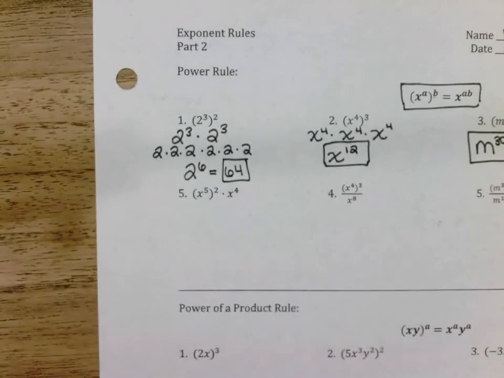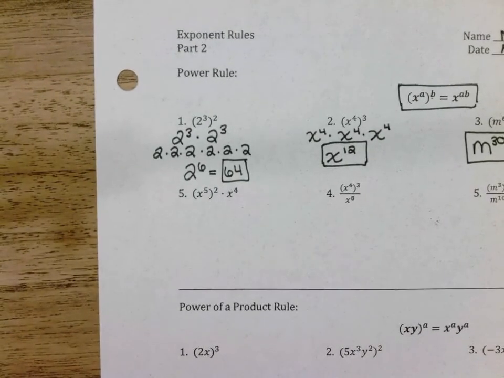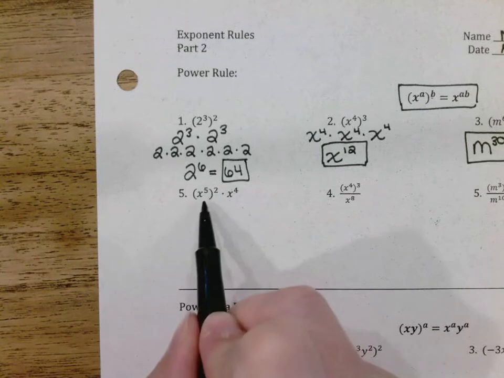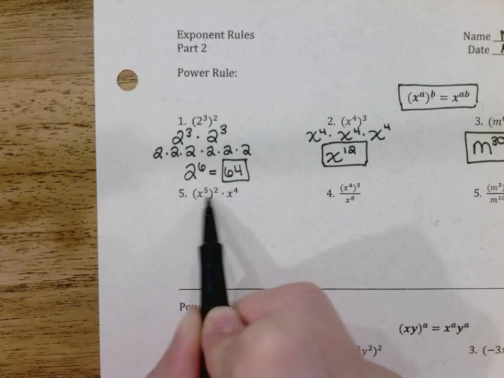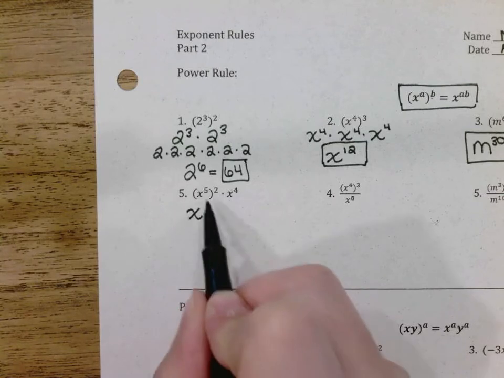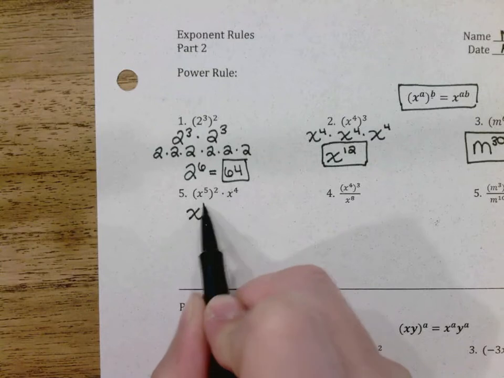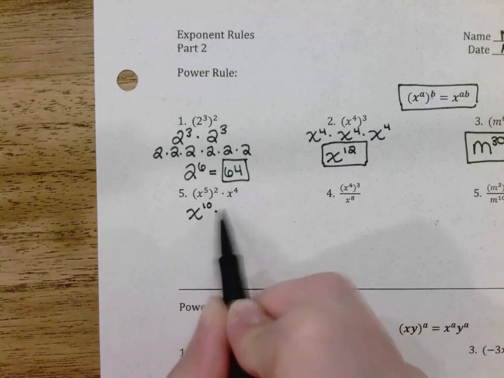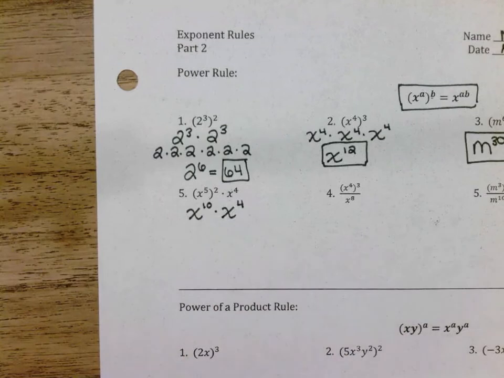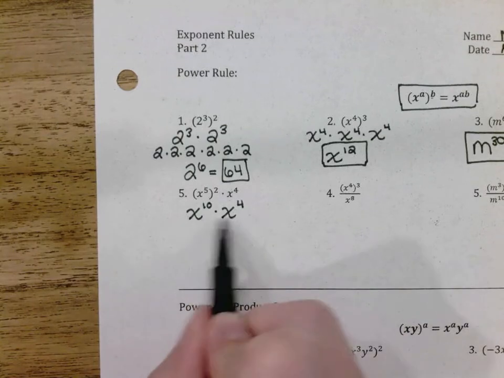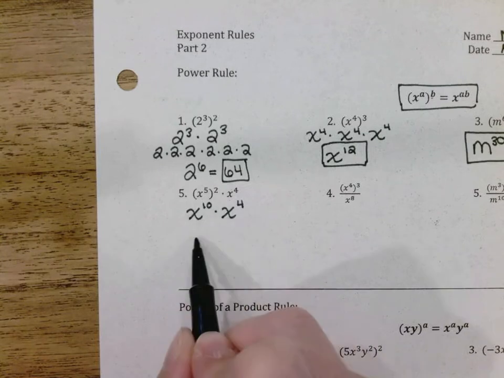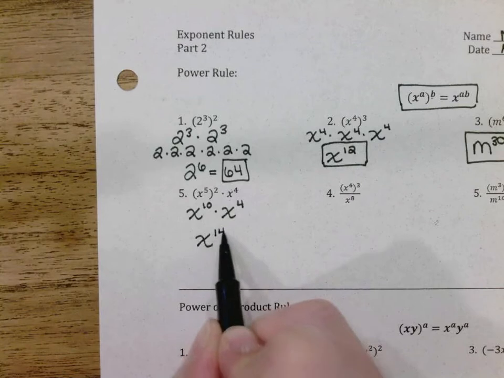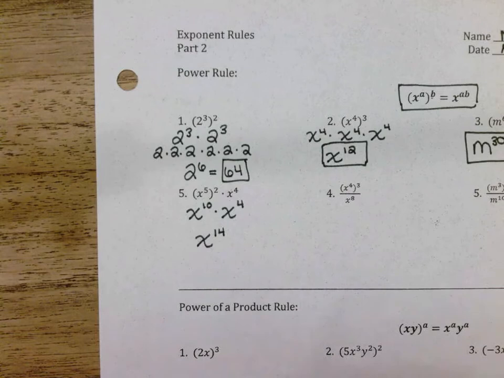Number 5, so for this one, we're going to use the power rule and then the product rule. So for this first piece, you can see we have an exponent raised to another exponent. So I'm going to use the power rule and multiply those. So that's going to be x to the 5 times 2, which is 10. I'll go ahead and bring down my x to the 4th. And we're not done at this point. We're multiplying 2 terms with the same base. So we're going to go ahead and add our exponents. That's the product rule. So this is x to the 14th. That 14 comes from 10 plus 4.